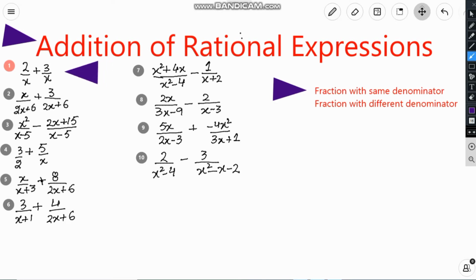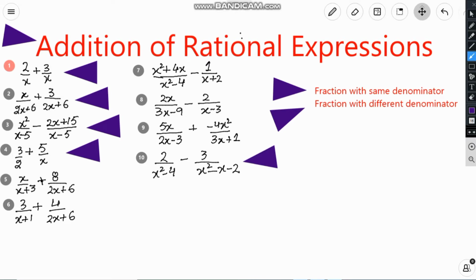Like question number 1, as you can observe, the denominator of these fractions is same, and also you can see question number 2, the denominator of these fractions is also same. Also question number 3, you can see that the denominator of these questions is same. Also we will discuss fractions with different denominators, as you can see from question number 4 to question number 10. The denominator of all these questions is different.